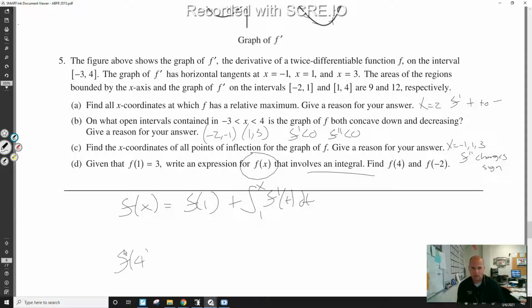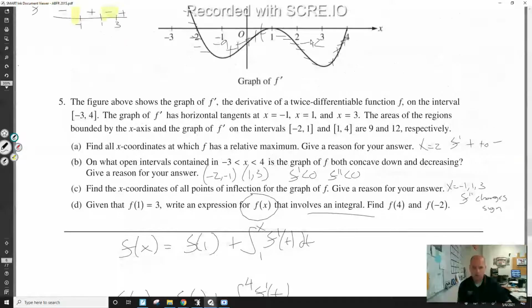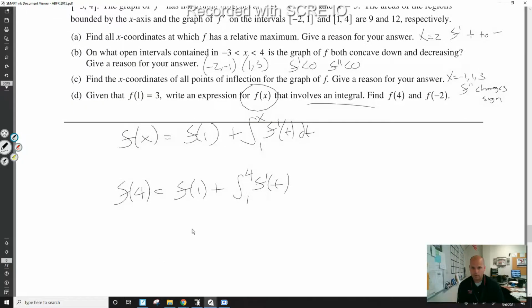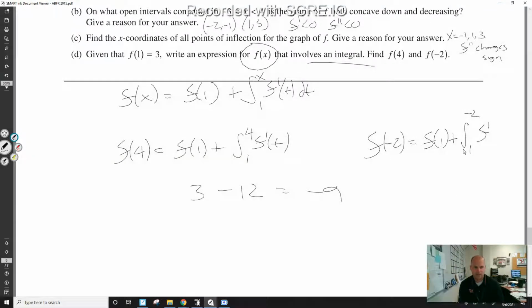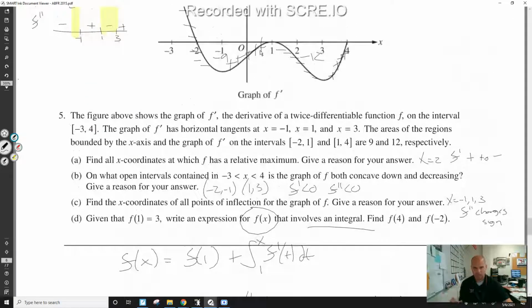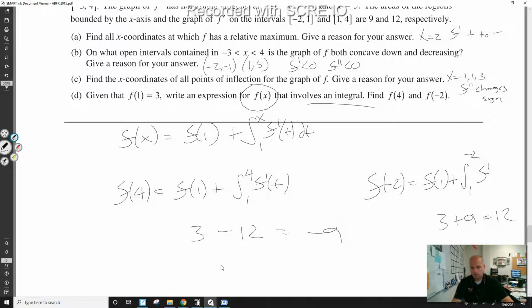And then they want f of 4. That's f of 1 plus an integral from 1 to 4 under f prime. We are told from 1 to 4, this was 12. It's underneath the x-axis. We consider it negative. So we get 3 minus 12, which is -9. F of -2 equals f of 1 plus the integral from 1 to -2 under f prime. This area is -9, but we're going from right to left, so it's the opposite. Make it a positive 9. So 3 plus 9 is 12. So I go 12, I decrease 9 to get to 3, I then decrease 12 to get to negative 9.